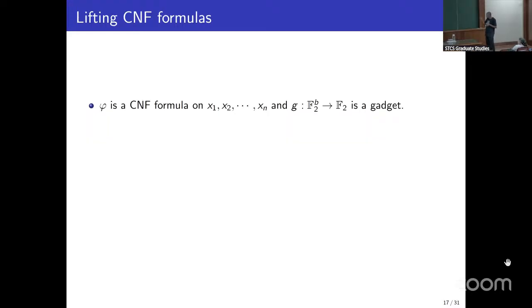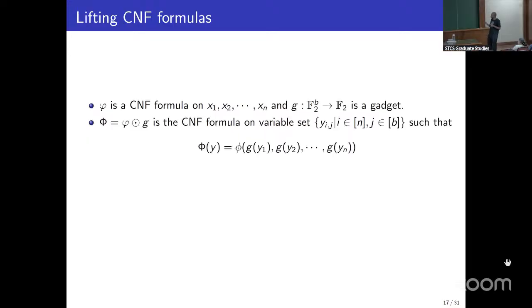So let's say your base formula phi is a CNF formula on the set of variables x1 to xn, and G is a gadget on b bits. Now the composed CNF, phi lifted with G, is the following CNF formula. In the variable set, for every variable in the base formula, you add b more variables. So the set of variables is y_{i,j}, where i is a variable in the original CNF and j is between 1 and b. And semantically, you want to say the following.